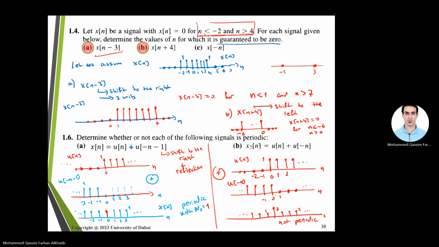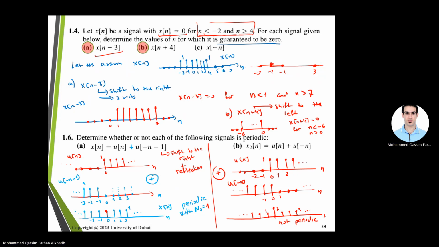X of n. All right, determine whether or not each of the following signals is periodic. Let's just look here. Signal x of n equals 0 for n less than negative 2. Okay, let's focus on this question a little bit. It's saying that the signal x of n equals 0 for n less than negative 2. So this is the negative 2. Less than that will become 0 at negative 3. So at 2 there is a value.